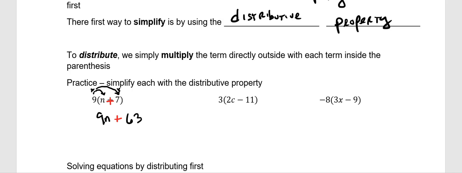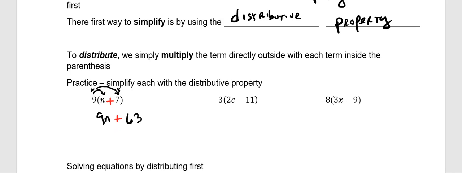So one more time. The distributive property has us multiply the term directly outside the parentheses inside to each of the terms in the parentheses. And by doing so, we get rid of the parentheses altogether. So 9 times n, 9n. 9 times positive 7 gives me positive 63, with the result, if we read it, being 9n plus 63.